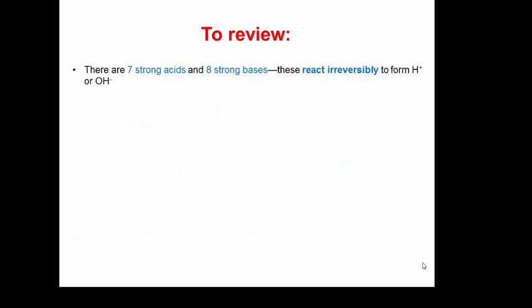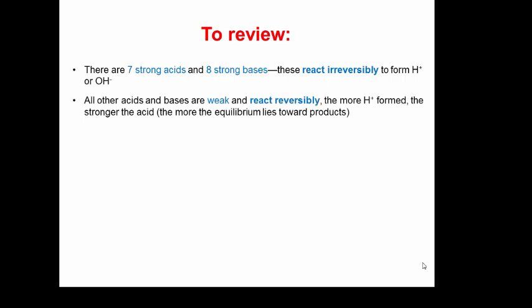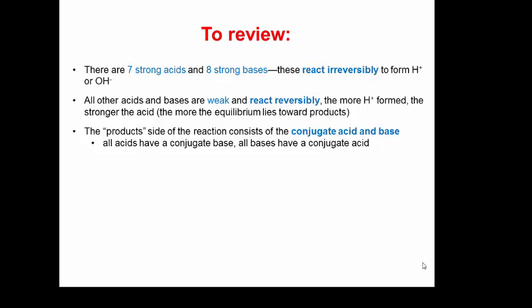So to review, there are 7 strong acids and 8 strong bases, and these react irreversibly to form H plus or OH minus. Every other acid and base is weak, and it reacts reversibly in equilibrium. The more H plus formed, the stronger the acid, or the more the equilibrium lies toward the products. And also this is reflected in a larger Ka or Kb value. And the product side of the reaction consists of the conjugate acid and conjugate base. And all acids have a conjugate base, and all bases have a conjugate acid.